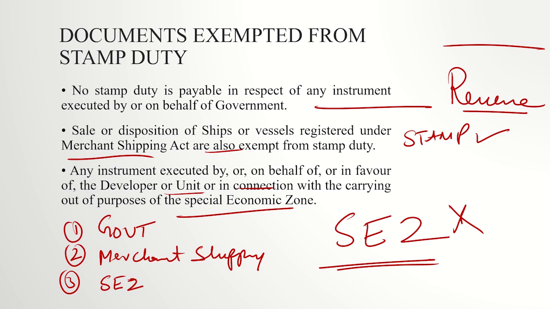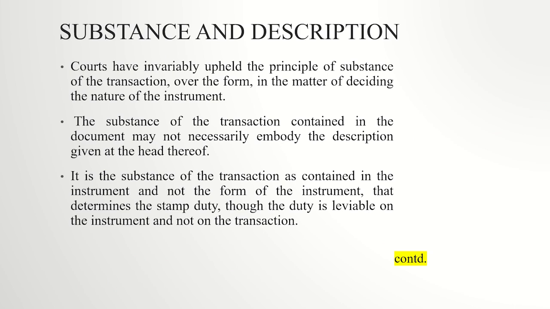To attract more businesses, this provision is there. So what is this substance and description? We'll try to understand. Courts have to see whether there is substance and description before they decide the nature of the instrument. So if you see the heading, it may be given as rent agreement.